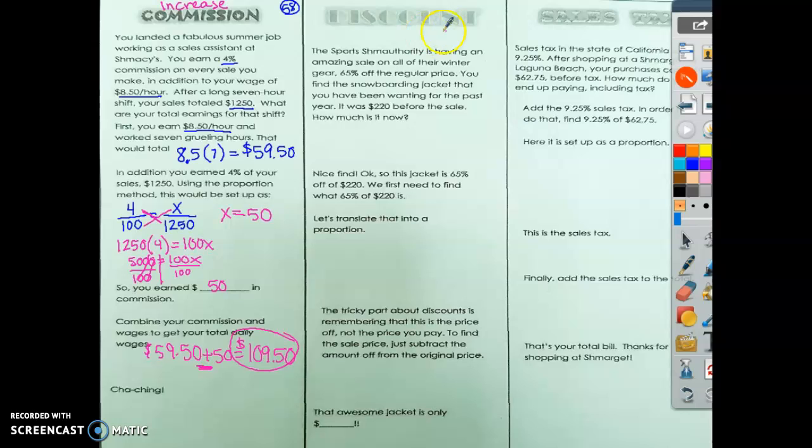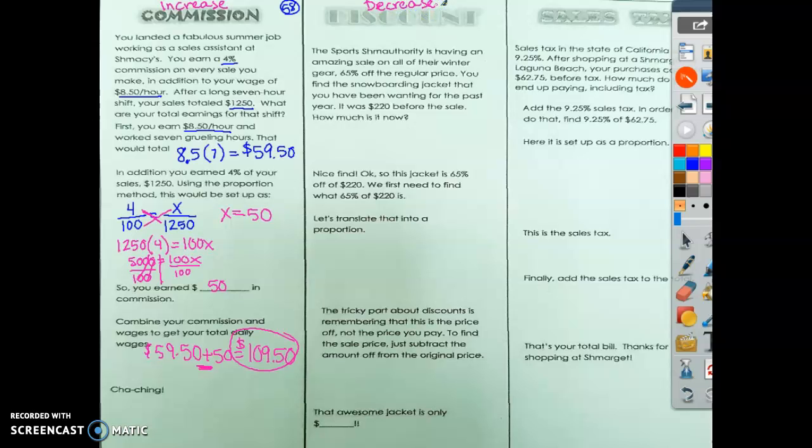Let's look at a discount. Right off the bat, we should know a discount usually means we're taking money away or taking money off of the original price of something. So that's going to be a decrease.